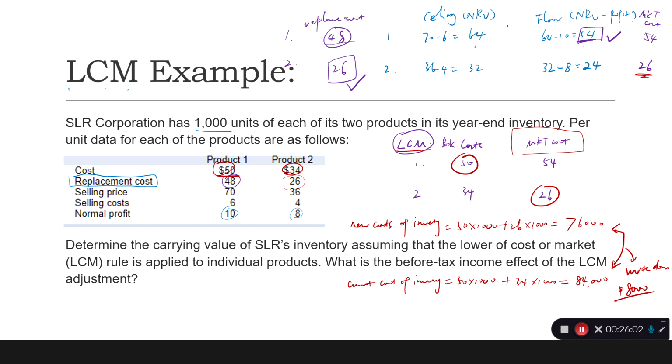So that means the first thing I do whenever I see the LCM, I think about the ceiling, I think about the floor, and I compare the replacement cost within this data range. And I figure out what is supposed to be the market cost. And then I compare book cost with market cost, and I figure out what is the total updated cost. Okay.